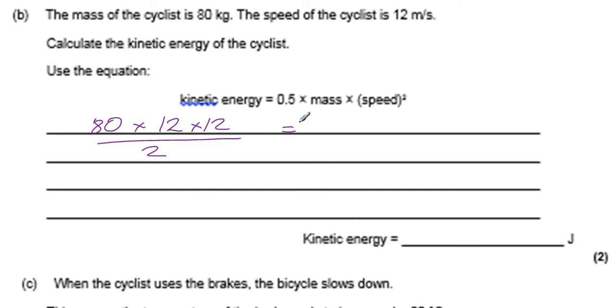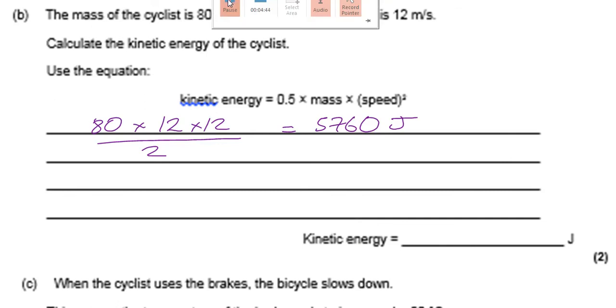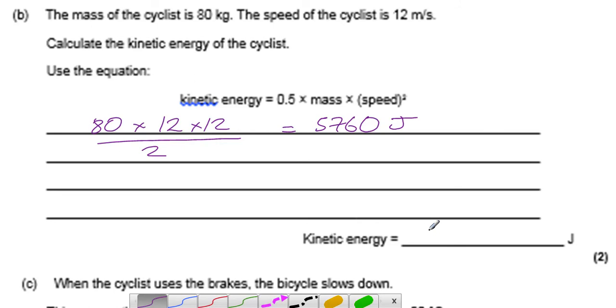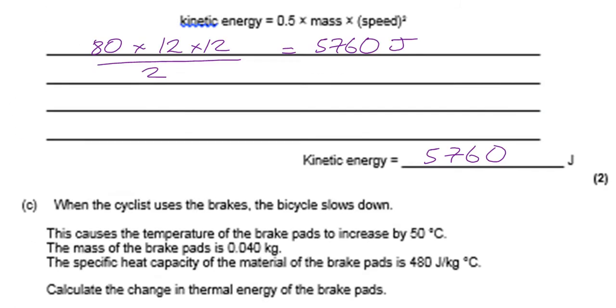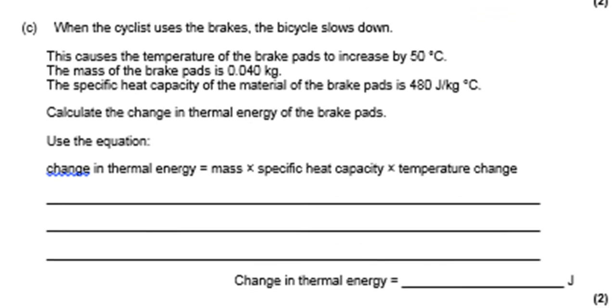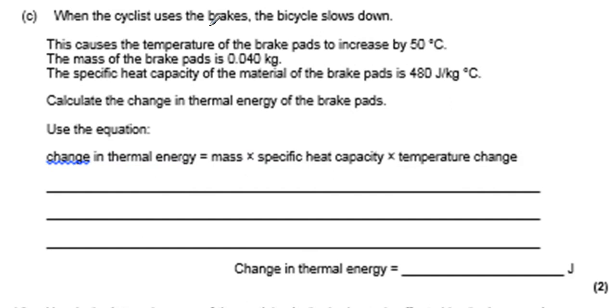And you're going to get 5760 joules from that. Right, quick check. Yep, that is indeed what we're expected to get. 5760 joules. They've given us the units, so I'm not going to worry about that. Now, this is the bit that's involving heat capacity.